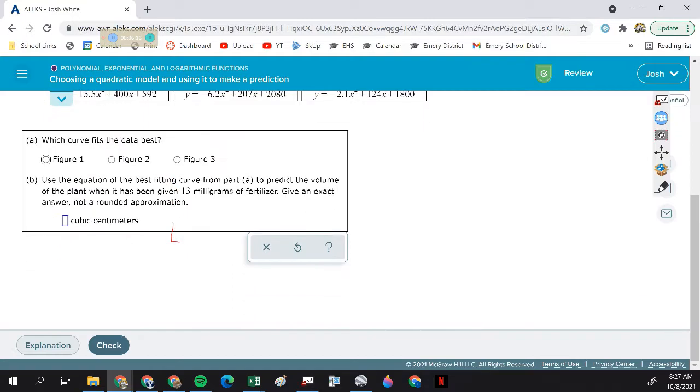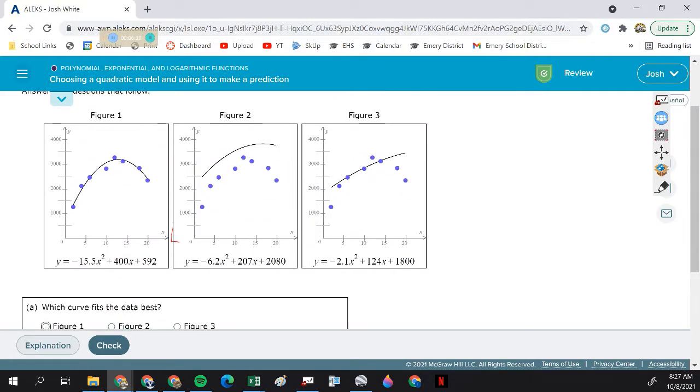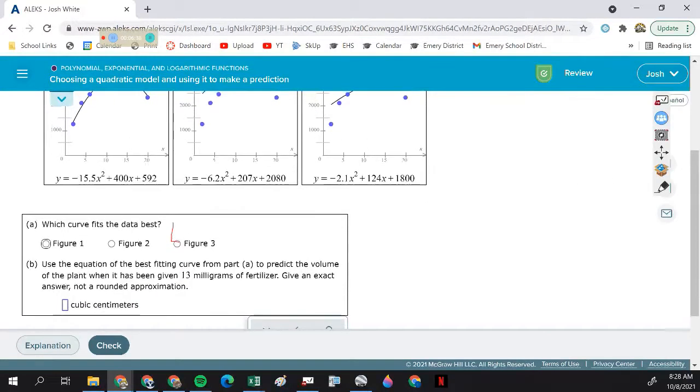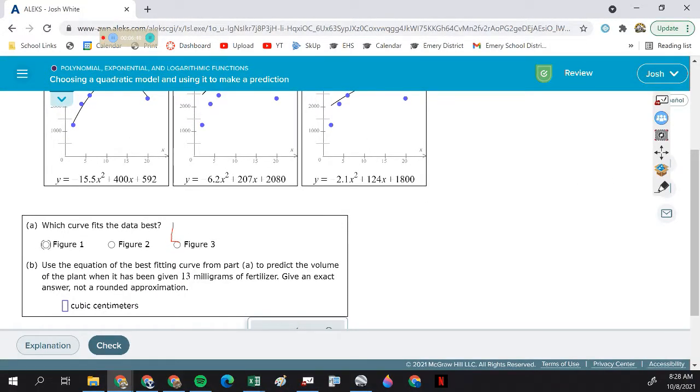Okay, this is kind of a statistics question. And it says, in each of these pictures, we have the same data, the same points. Which curve best matches those points? The first one. So the answer is the first one. So it says, use the equation of the best fitting curve from part A to predict the volume of the plant when it has been given 13 milligrams of fertilizer.